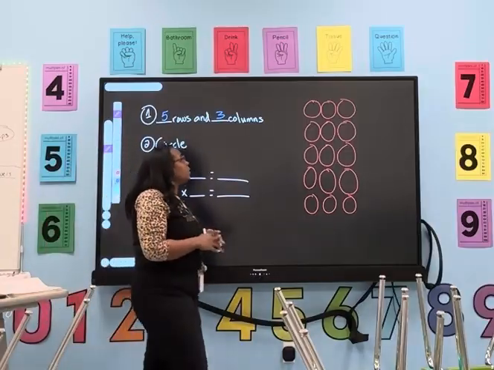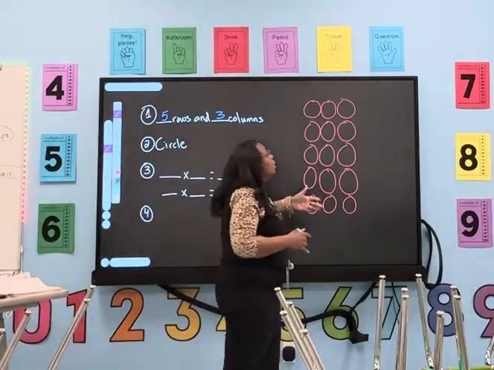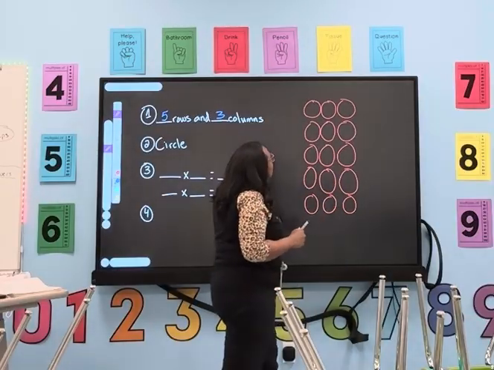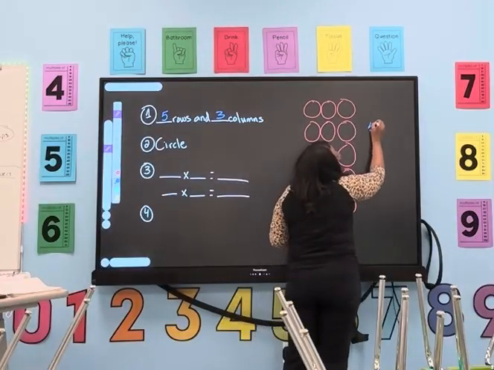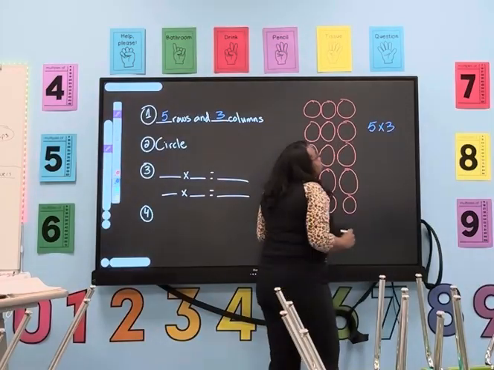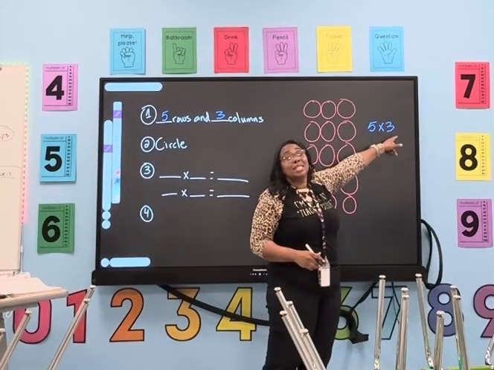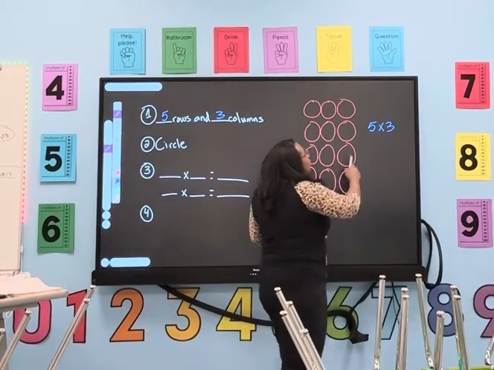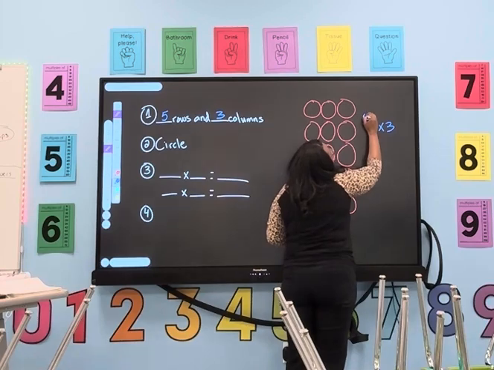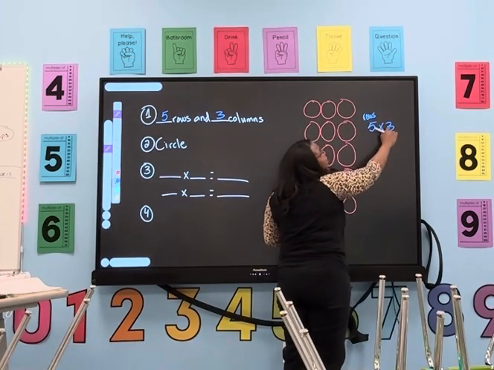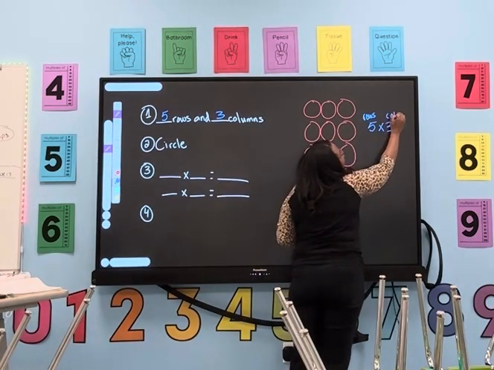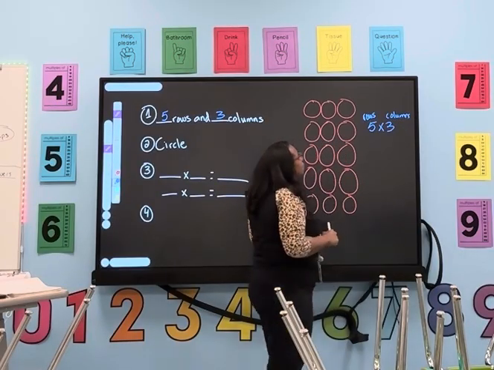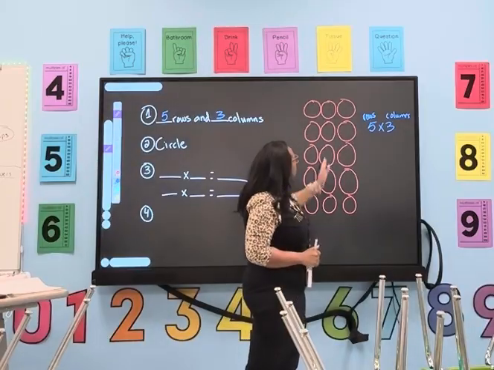Now, because we're working with 3, we have 3 columns. The multiplication equation for this is actually 5 times 3. So we are working with 3's today. They want us to break apart the columns. Remember, the first number is your rows. The second number is your columns. So this is the number they want us to break apart, the 3. So these are the 3 columns.